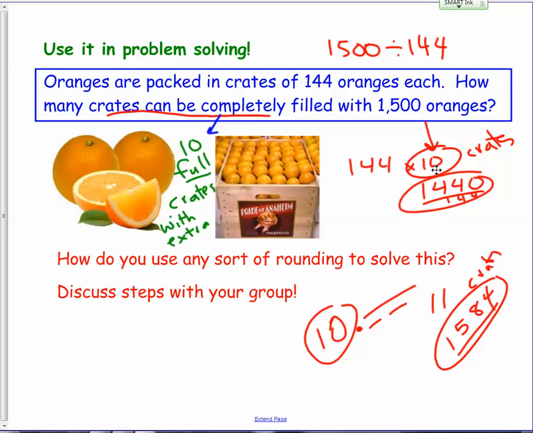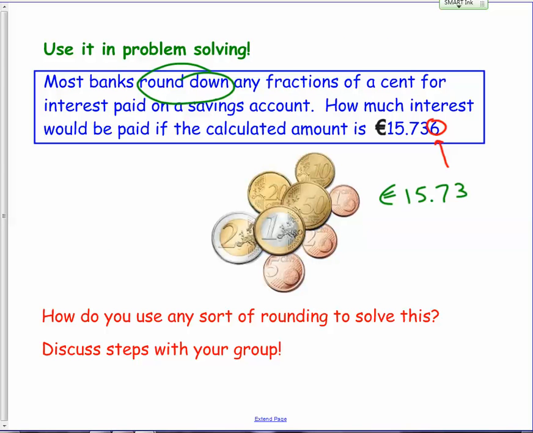Now if the question were different, if it said how many crates are needed to hold all 1,500 of my oranges, I would need 11 crates. Now the 11th one would not be full. So this is an example of where you have to interpret the question. Should you round up or round down or round to the nearest? Okay, then we talked about what banks have to do.